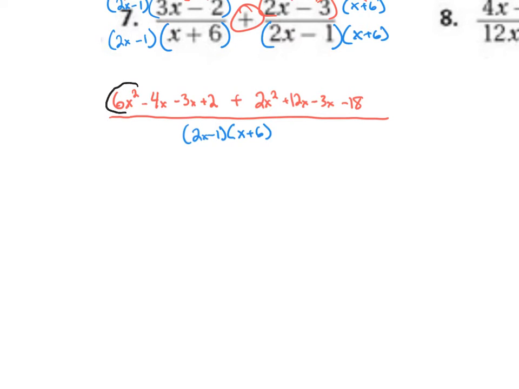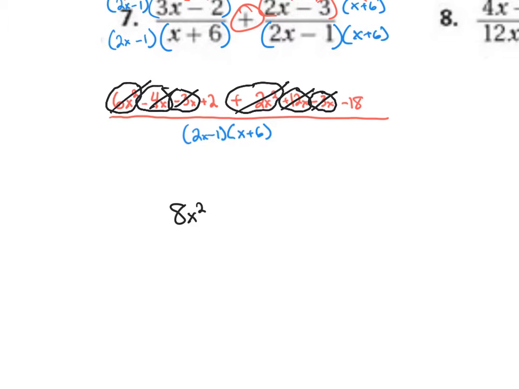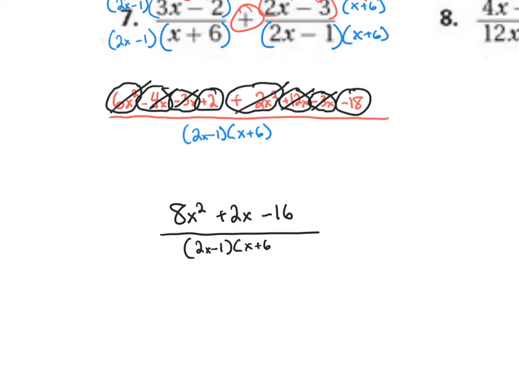Let's combine like terms. 6x squared plus 2x squared. So that's going to give me 8x squared. That takes care of my squared terms. Minus 4x, minus 3x, that's minus 7x. Let's go minus 3x, that's minus 10x. Plus 12x, that's going to be plus 2x, right, all together. So put all those x terms together. Positive 2, negative 18, that is a negative 16. All over the group 2x minus 1 times the group x plus 6.